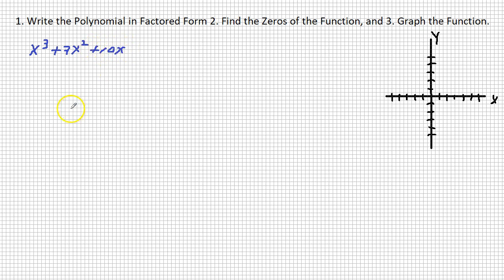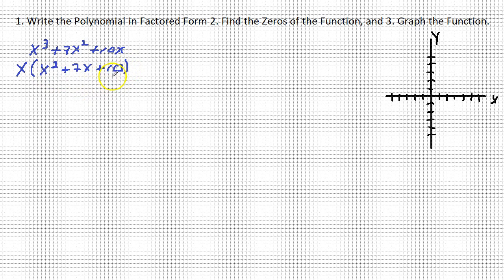All right, first thing we're going to do is write this in factored form. What does that mean? We're going to factor it. So we have a common factor of x in all of these, so first thing I can do is factor out an x. What's left over is going to be x squared plus 7x plus 10.